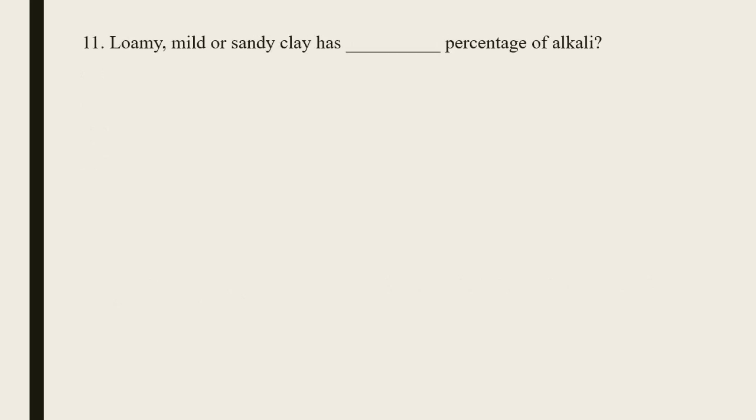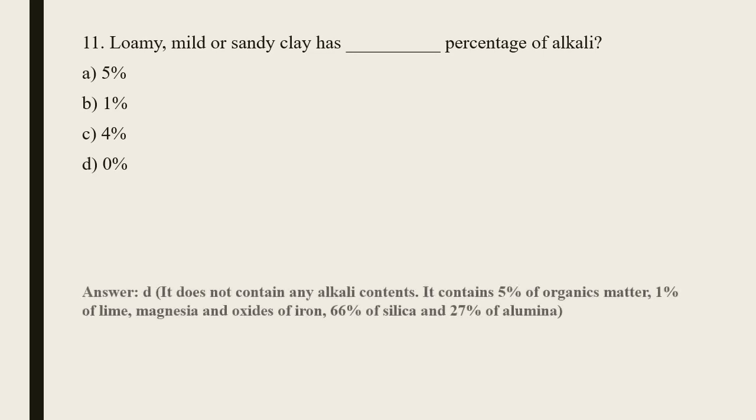Loamy, mild, or sandy clay has what percentage of alkali? A. 5%, B. 1%, C. 4%, D. 0%. Answer is option D. It does not contain any alkali contents. It contains 5% of organic matter, 1% of lime, magnesia, and oxides of iron, 66% of silica, and 27% of alumina.